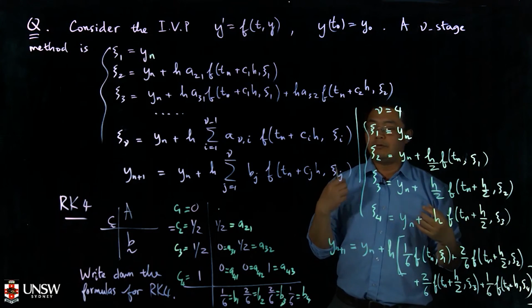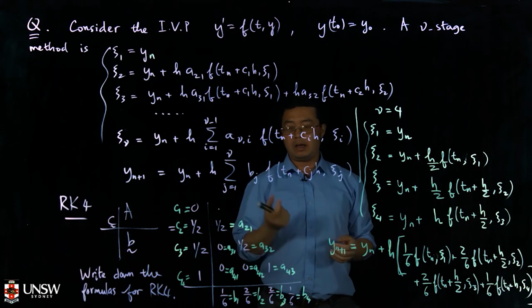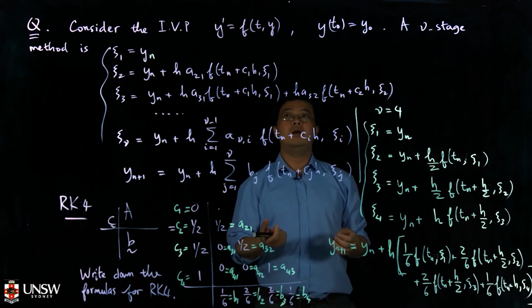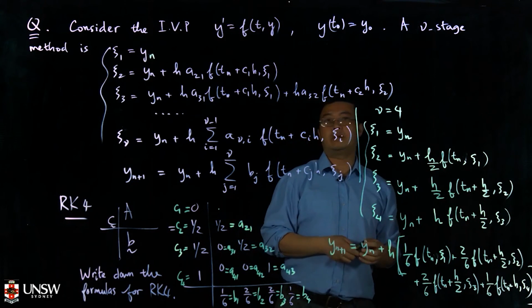And if you try to implement it, you will see that the error for Runge Kutta method of order 4 is much smaller than the Euler method.